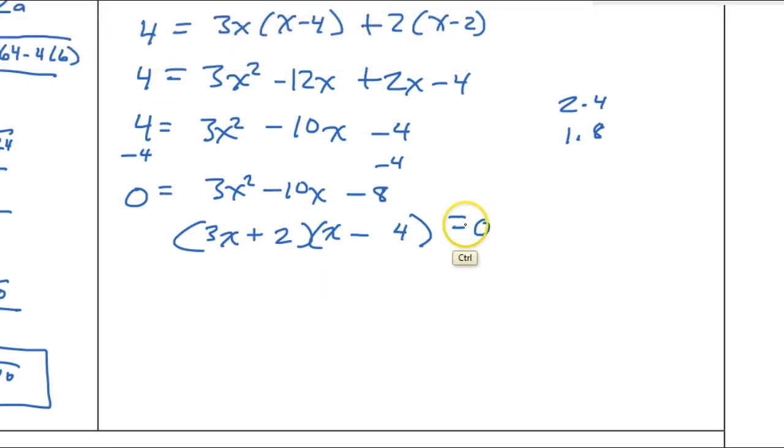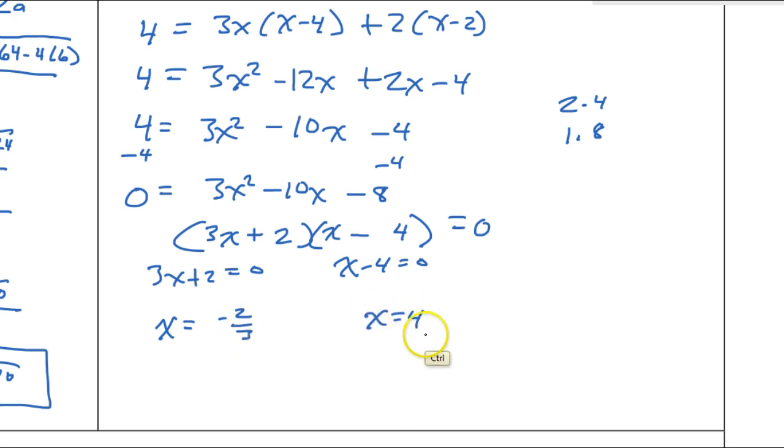Okay, so continuing on to the solutions, we have to set these each equal to 0. So if I set 3x plus 2 equal to 0 and x minus 4 equal to 0, that's going to give me x is equal to negative 2/3 and x is equal to 4.